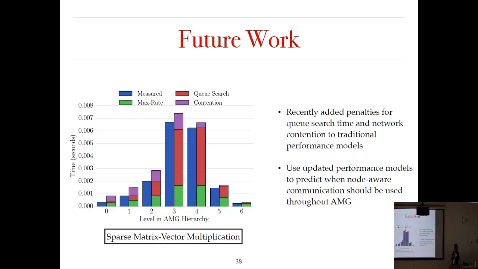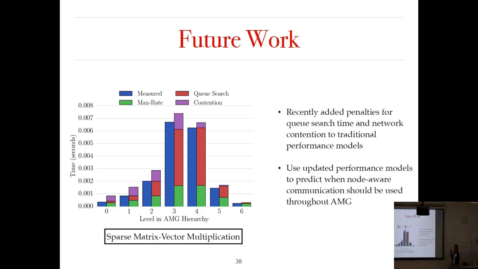Some future work that we're looking at: we currently have a new performance model. It updates the standard alpha, beta, and max rate models by adding penalties for both network contention and queue search times. If you look at the time for sparse matrix vector multiplication on each level of the AMG hierarchy, you can see that a large amount of the time is spent in the queue search. This makes a lot of sense that node-aware communication does so well here, because queue search time is very dependent on the number of messages. Because node-aware communication greatly reduces the number of messages, we see very large speedups. It's most likely due to the fact that we're reducing queue search time.